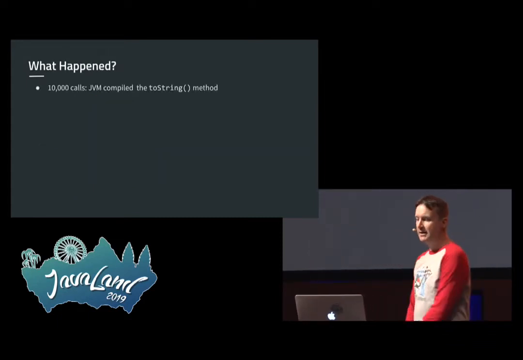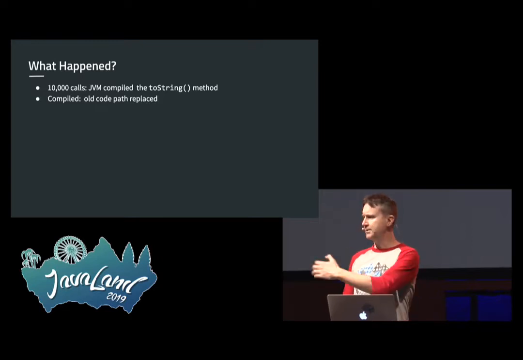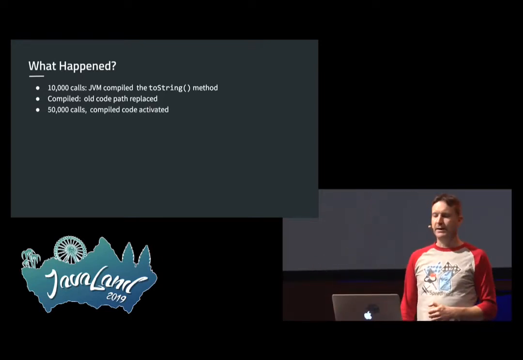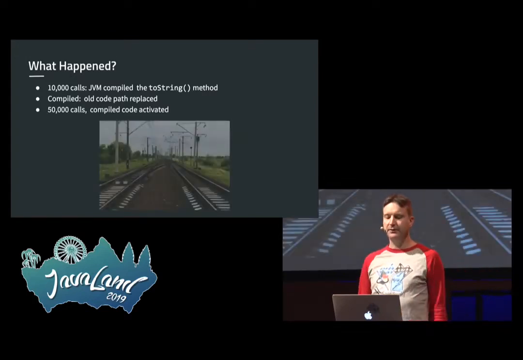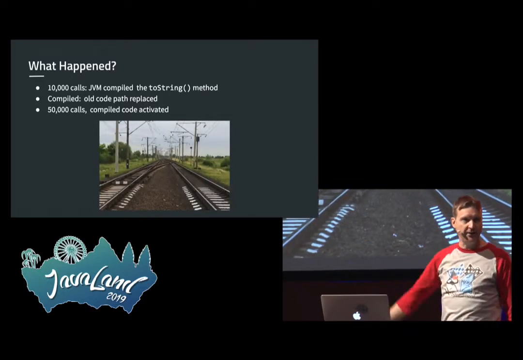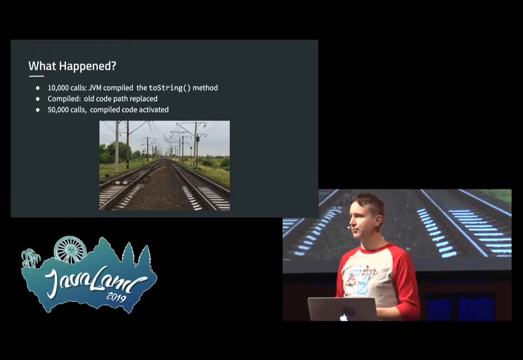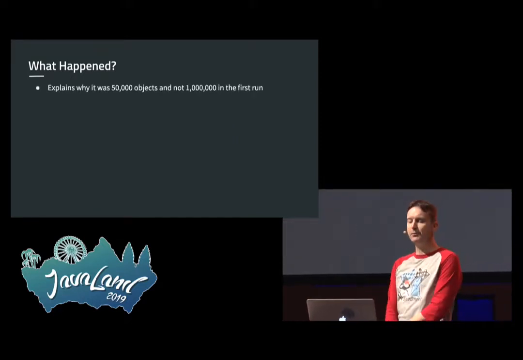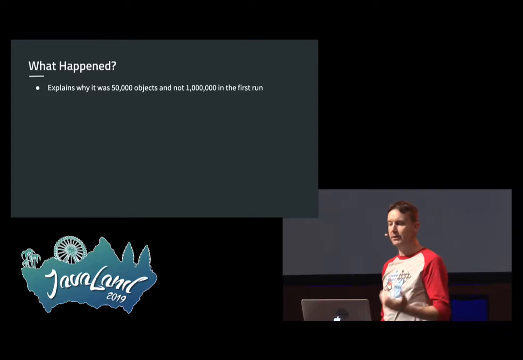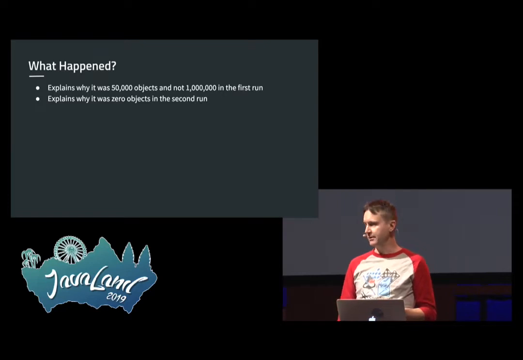So what happened? Well, after 10,000 calls, the JVM compiled the toString method, and the old code path was replaced by this new compiled code path. And after 50,000 calls, the compiled code was activated. So it's like we're running on this left-hand track on this old commuter train, and suddenly we get promoted to an express train on the right-hand side and just dash away. So this explains why it was 50,000 objects and not 1 million objects in the first run. It also explains why it was 0 objects in the second run.